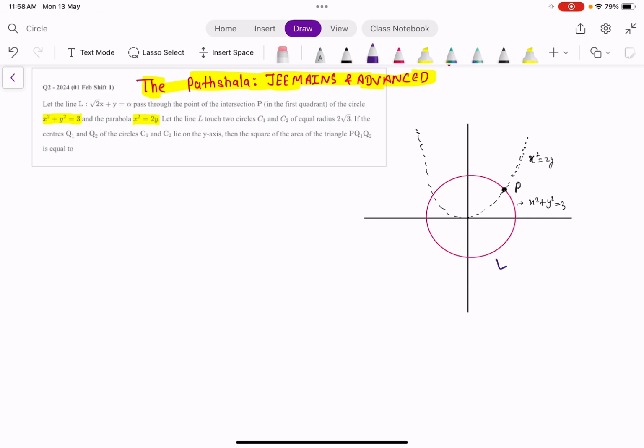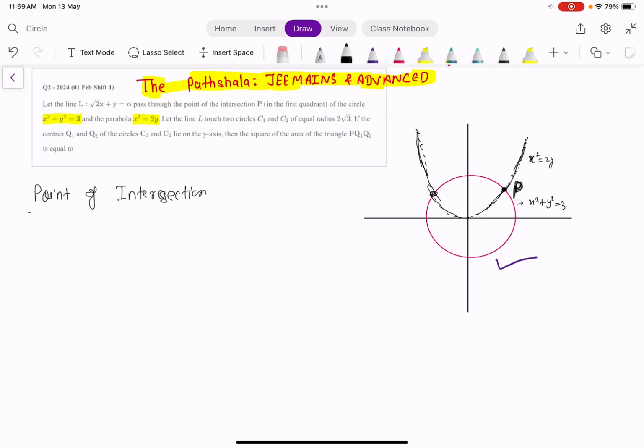All right, so let us try to draw the rough diagram. This is the circle which I have drawn here, and this is the parabola, x square equal to 2y. So there are 2 points of intersection, this one and this one, but they are talking about this point P here because it is lying in the first quadrant. So first try to find the point of intersection of circle and parabola.